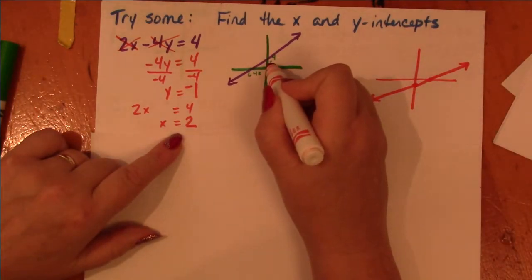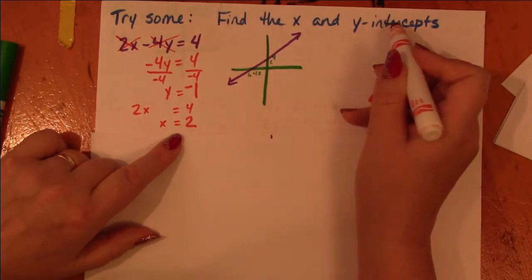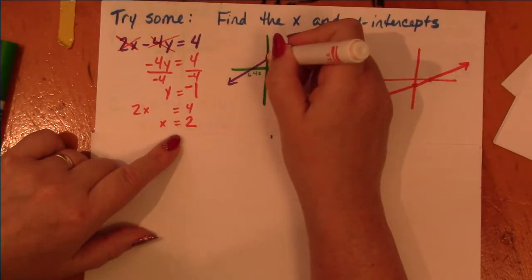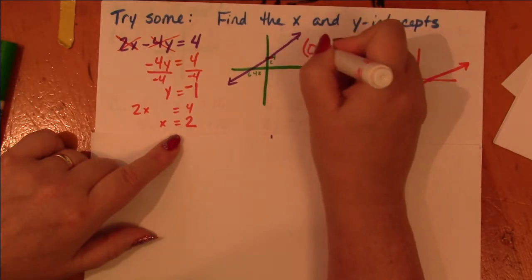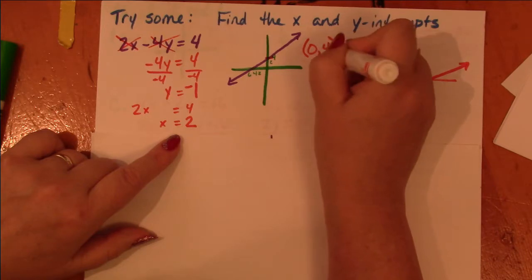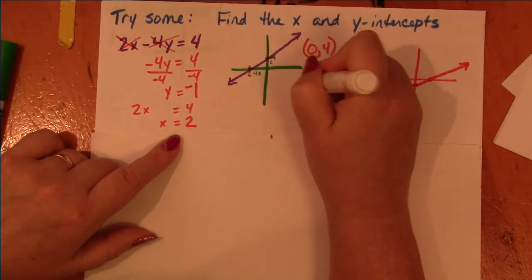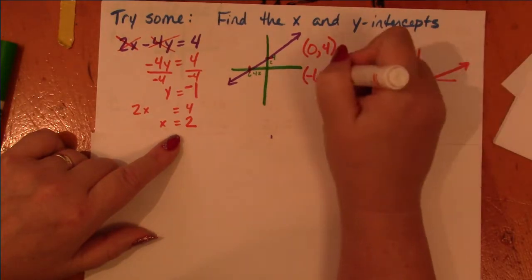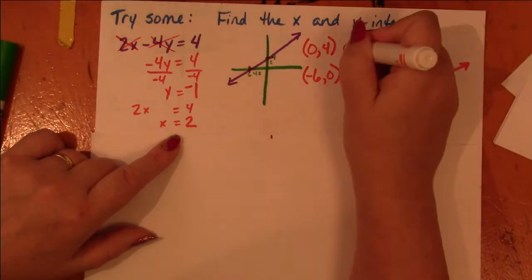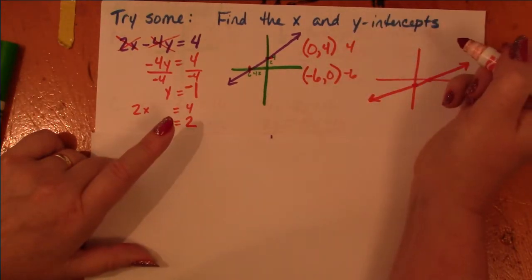What if you're just given a graph and you're asked to find the x and y intercepts? Well, this crosses the y at 4, so I've got 0, 4, and this crosses the x at negative 6, so I've got negative 6, 0. These are my 2 points. This intercept is just 4, this intercept is just negative 6, so we're all set.